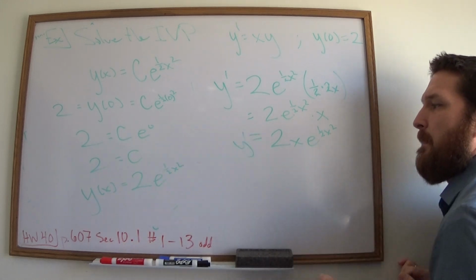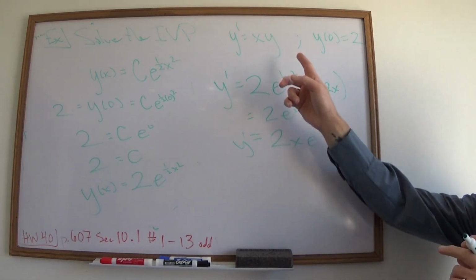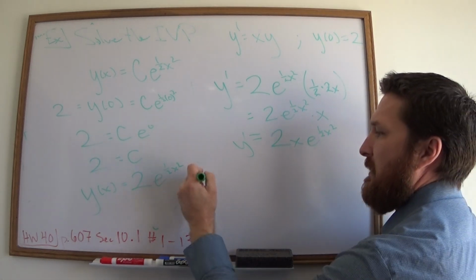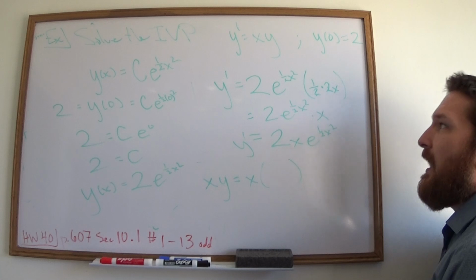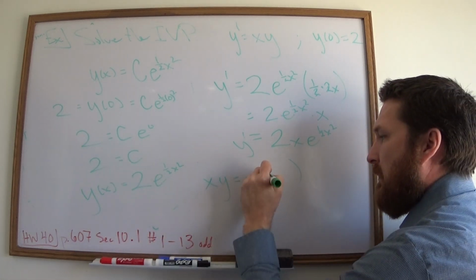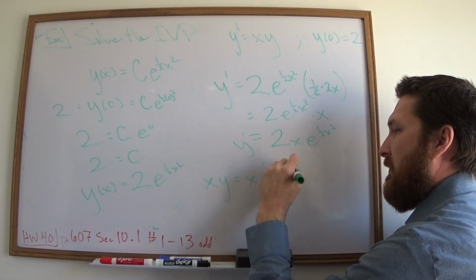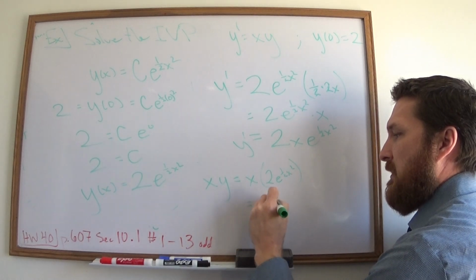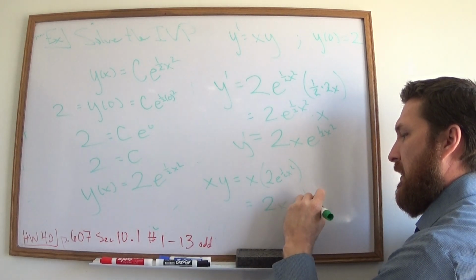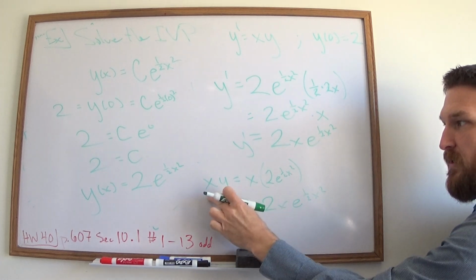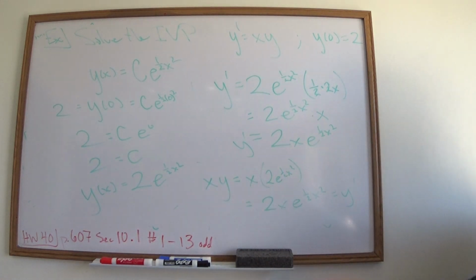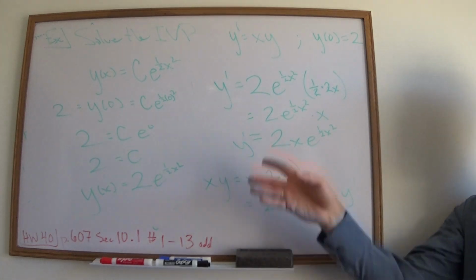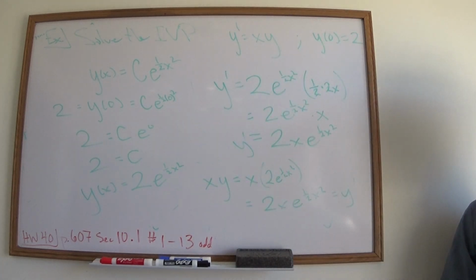That's my y prime. Now, is that the same thing as x times y? Let's see. X times y is x times y, we claim is that 2e to the 1/2 x squared. That's 2x e to the 1/2 x squared, which is the same thing as y prime. So yes, that is the particular solution to the initial value problem.